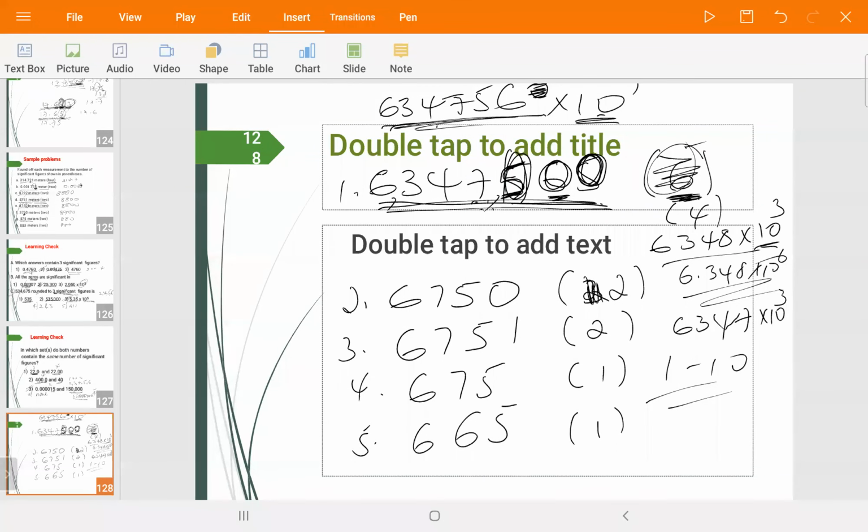Because the last digit to be removed in this case is 5, and it is followed by what? By 0. What do you do then? You just drop it.